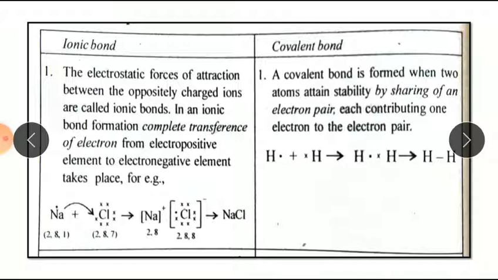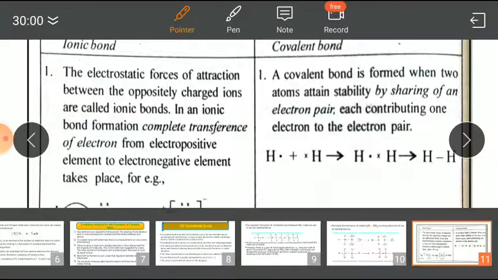Now we will see the difference between ionic bond and covalent bond. Ionic bond: the electrostatic forces of attraction between oppositely charged ions are called an ionic bond. In an ionic bond, complete transfer of electrons from the electropositive element to the electronegative element takes place. See the examples. In NaCl, sodium has 1 electron and chlorine has a total of 7 valence electrons. In that case, sodium gives the electron to chlorine, and formation of what? NaCl molecule.